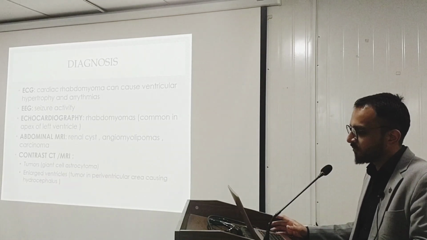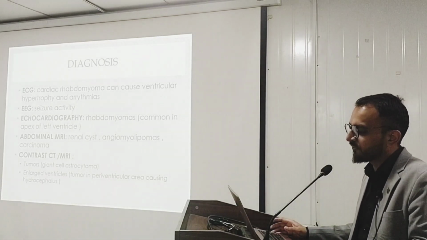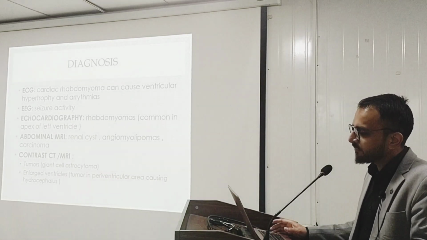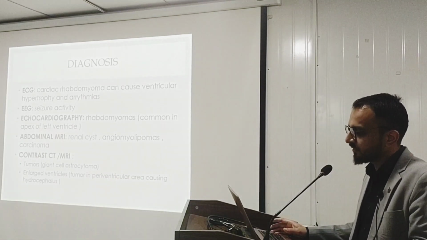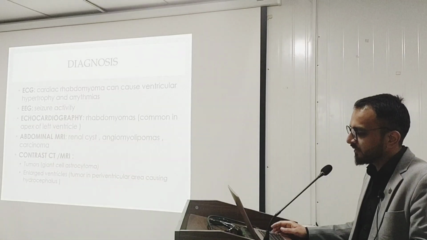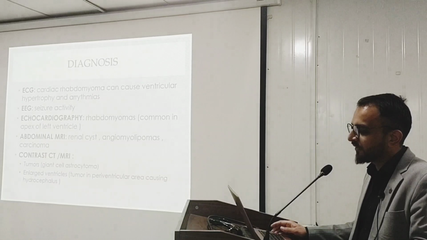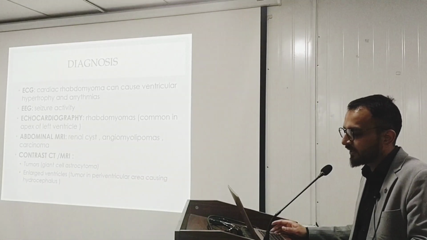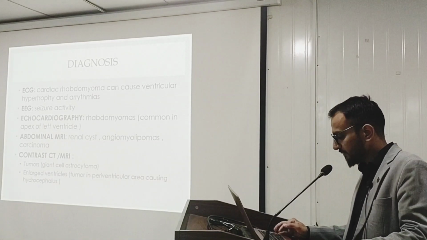Echocardiography to look for rhabdomyomas, that is common in apex of left ventricle. Abdominal MRI to look for renal cyst, angiomyolipomas and carcinomas. Contrast CT or MRI for tumors, that are giant cell astrocytoma and enlarged ventricles, tumor in periventricular area causing hydrocephalus.